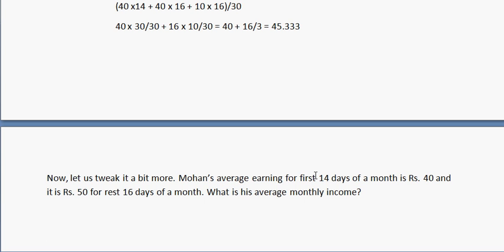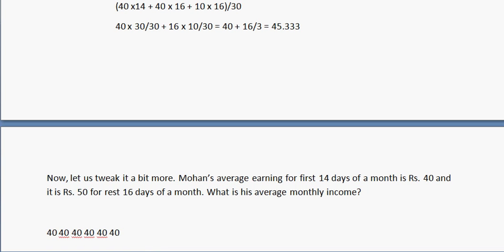Here we don't know what Mohan is earning each day, but we know that on average he is earning rupees 40. This means that unlike the previous case, he might be earning 41 on the first day, 39 on the second day, 38 on the third day, 42 on the fourth day, 45 on the fifth day, 50 on the sixth day, 35 on the seventh day, and so on. But when we average these 14 quantities, we'll get 40, right? So we can assume that he earns 40 each day.